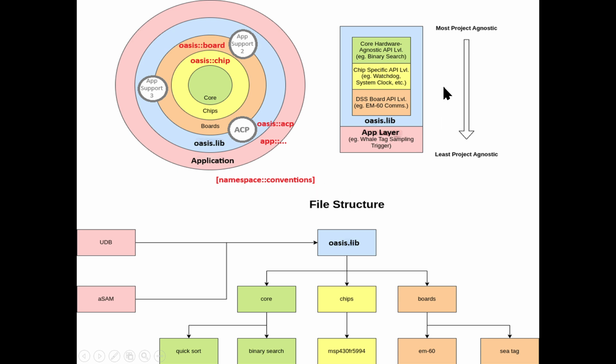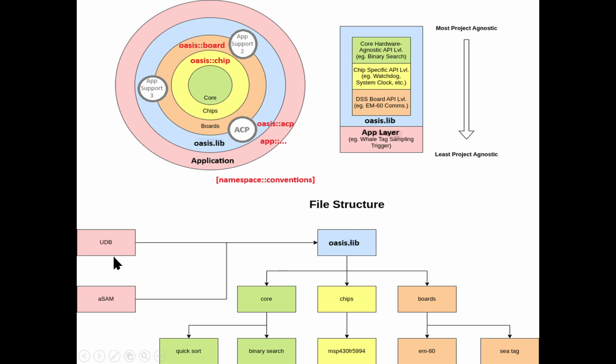Here is another representation of this. Here it says, oh, core is most project agnostic. Means it's not specific to a project, could be used anywhere. And then as you go through chip and board, the application layer is least project agnostic, kind of a weird terminology, most project specific, I would say.